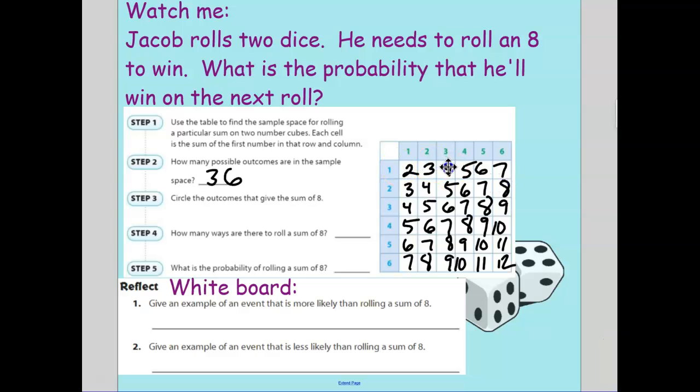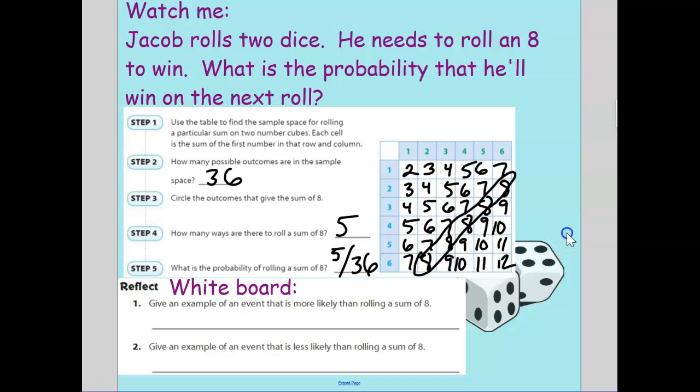Notice some of them end up being the same sum, but they are different events, okay? Like I can get a 4 by rolling a 1 and a 3, and I can also get a 4 by rolling a 2 and a 2, but those are considered different outcomes. Then it says, circle all the outcomes that give me a sum of 8. It works out that they end up being in this little row right here. How many ways are there of getting an 8? There are 5 different ways. And since there are 36 possible outcomes, Jacob has a 5 in 36 chance of getting an 8 on his next roll.